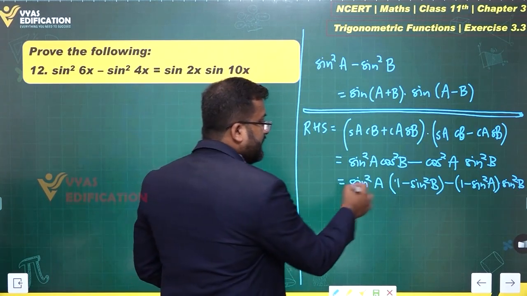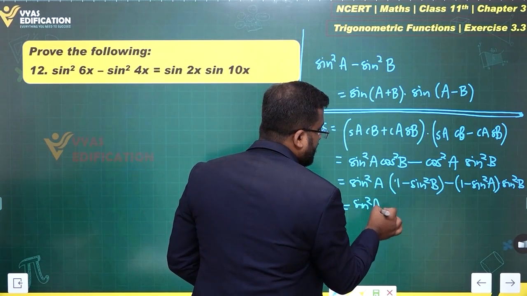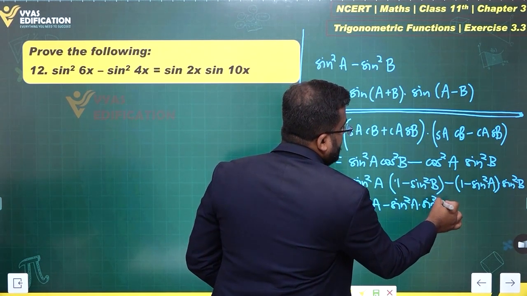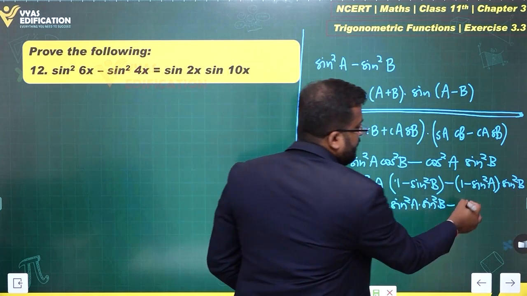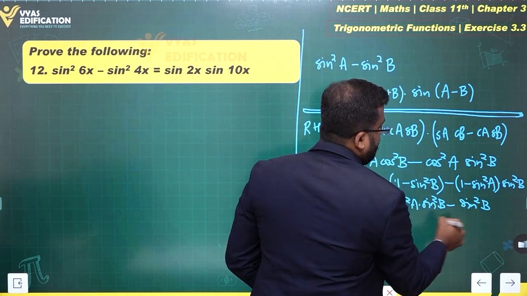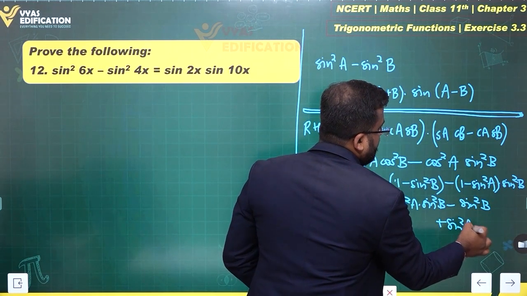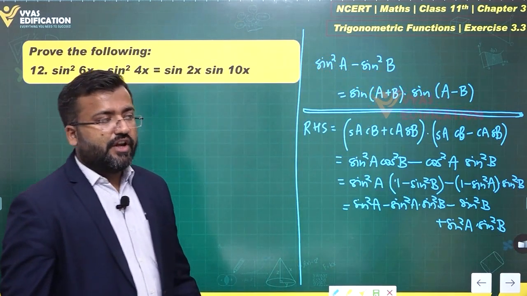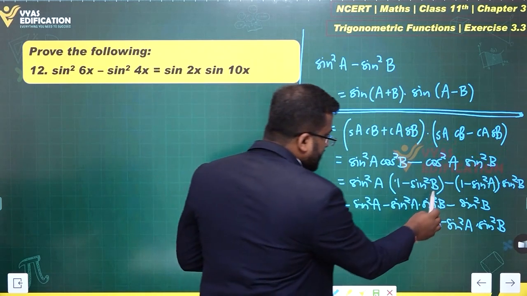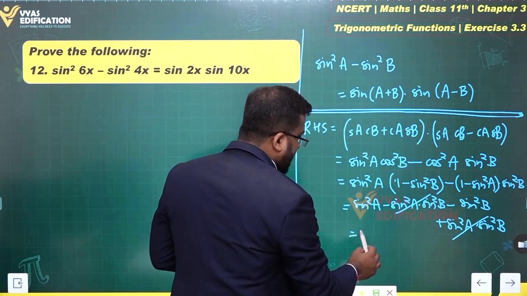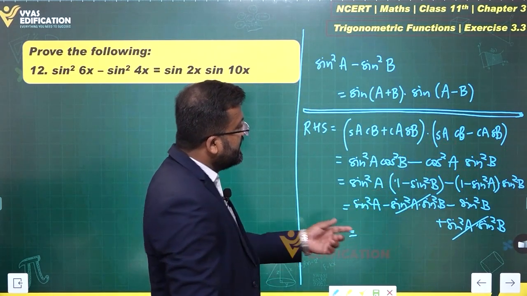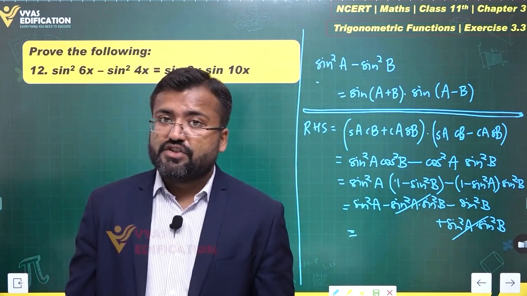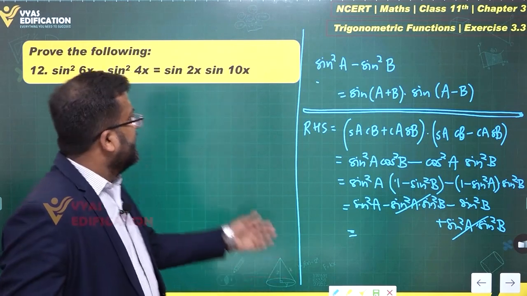This is sine square A minus sine square A times sine square B minus sine square B plus sine square A times sine square B is what I get over here. Keeping this in mind, these terms will get cancelled and what I will have is sine square A minus sine square B. As you can observe, this is this result. This is one important result, which if you remember, you can directly solve this one.